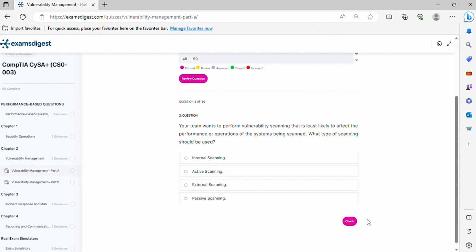Question 2. Your team wants to perform vulnerability scanning that is least likely to affect the performance or operations of the systems being scanned. What type of scanning should be used?